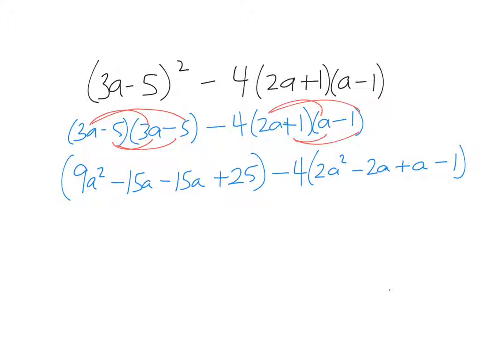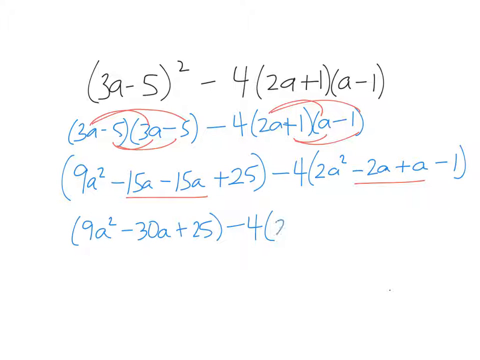Okay, so now we have this situation. Now I could simplify it a little bit, so I could put the ones in the middle together, just like I did last time. I actually do like doing that step. It is possible to do it without it, but I just think it simplifies things a little bit and makes things look nicer. So I get 9a squared minus 30a plus 25 minus 4 times 2a squared minus a minus 1. Okay, that's what I get there.